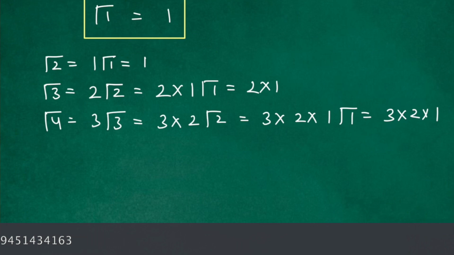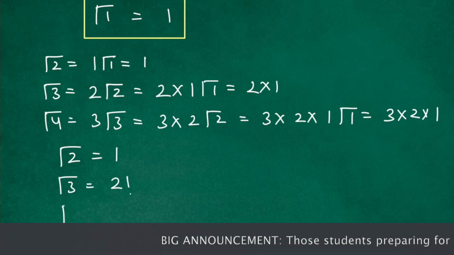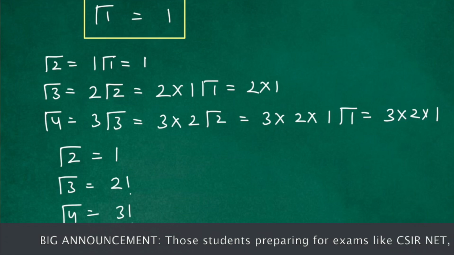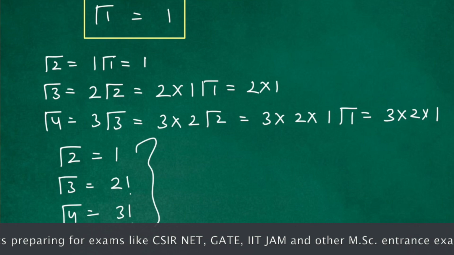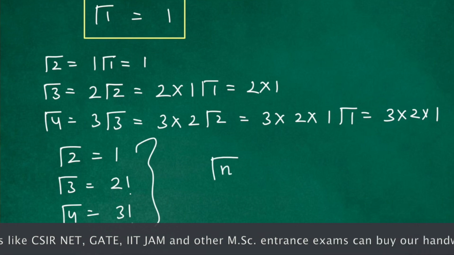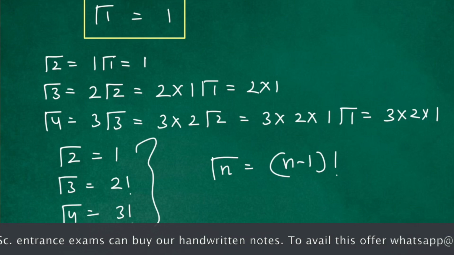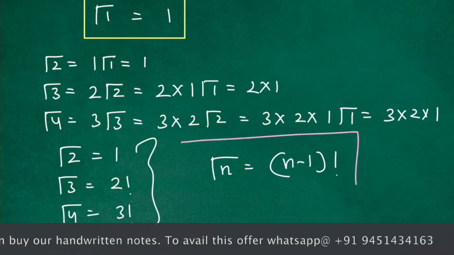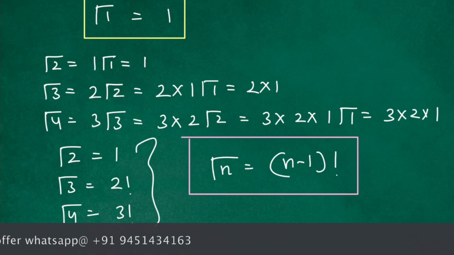Now we can see here that gamma 2 is 1, gamma 3 is factorial 2, and gamma 4 is factorial 3. So using this relation we can generalize this as gamma n is factorial n minus 1. So this is another very important property of the gamma function, the relation between the gamma function and factorial.